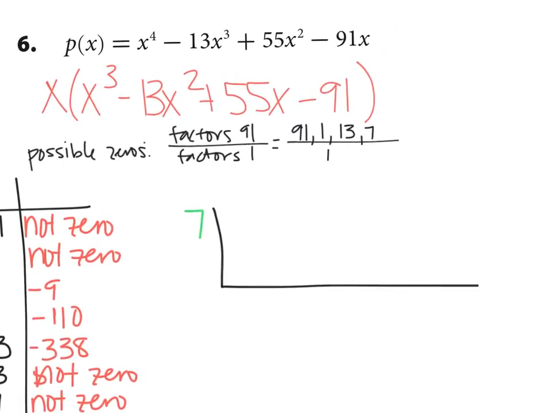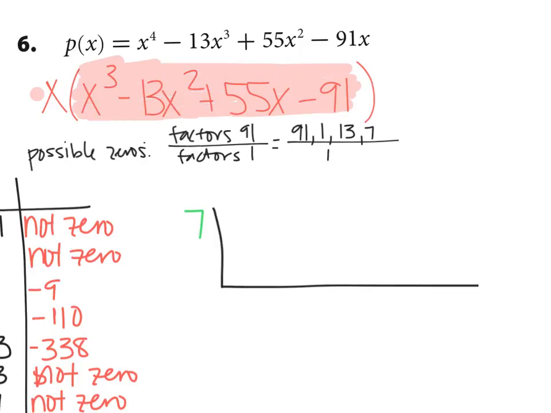Wait, this brings up a good question. When I do synthetic division, do I go back to my original problem, or do I use this problem that's in parentheses here? Which of these two problems did we use to get our rational zeros? The second one, the parentheses. Could we have used the first one? No.